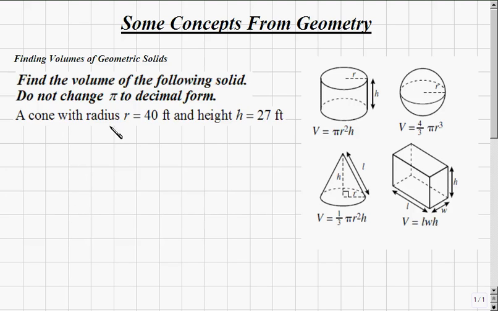Let's find the volume of a cone with a radius of 40 feet and a height of 27 feet. First, we realize that the figure for a cone looks like that of our lower left corner, so let's draw a cone with our information written in it.